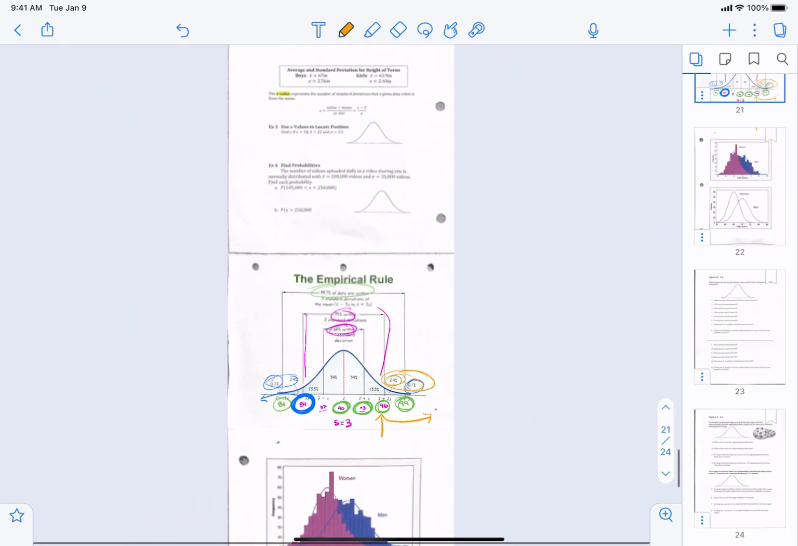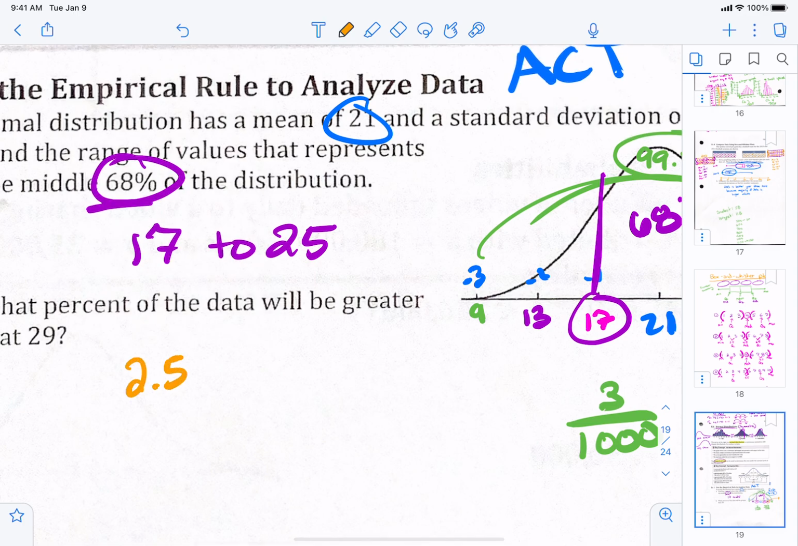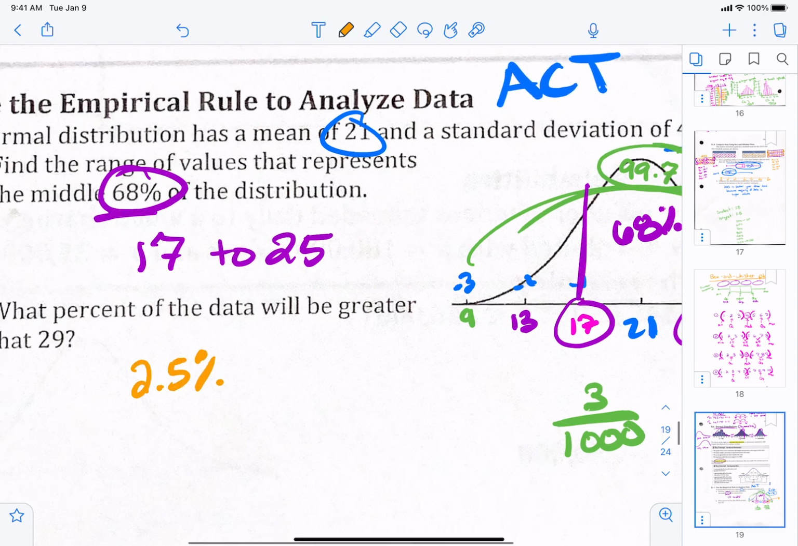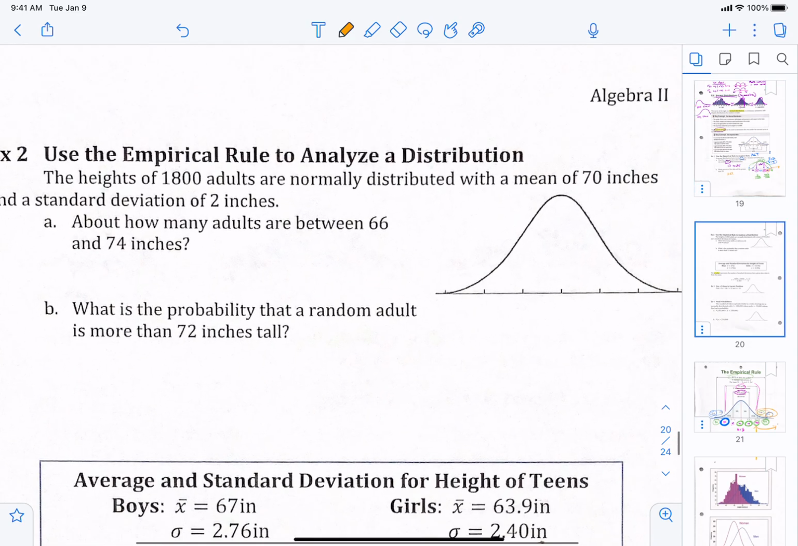Why is the blue smeared? Do you see it? I don't know. 2.5%. I'm sitting like this because my back hurts. Okay, good. Moving on. Top of the next page.